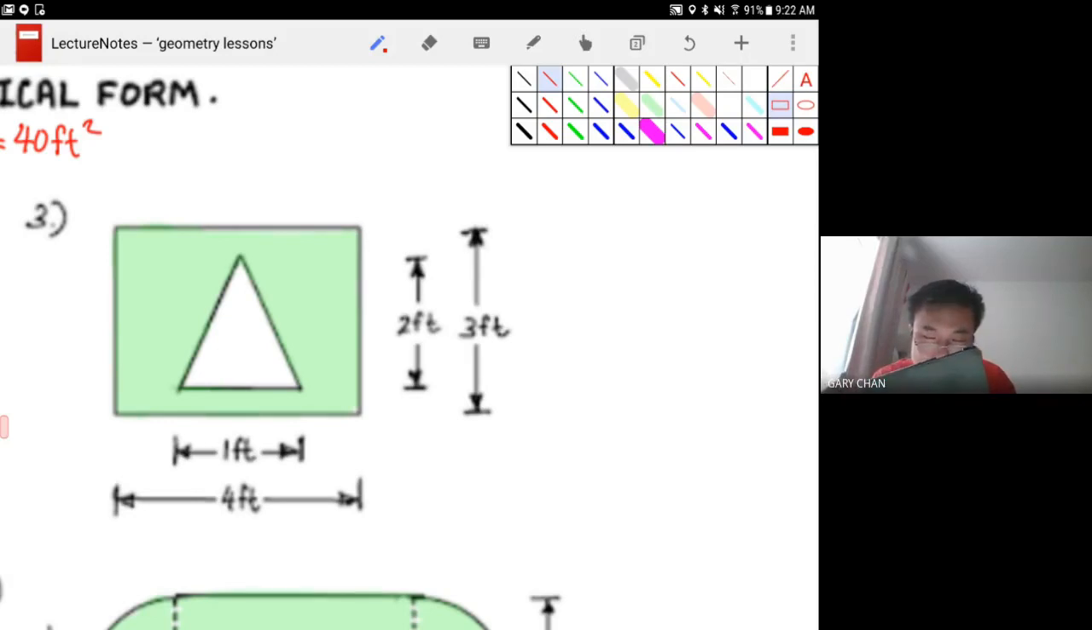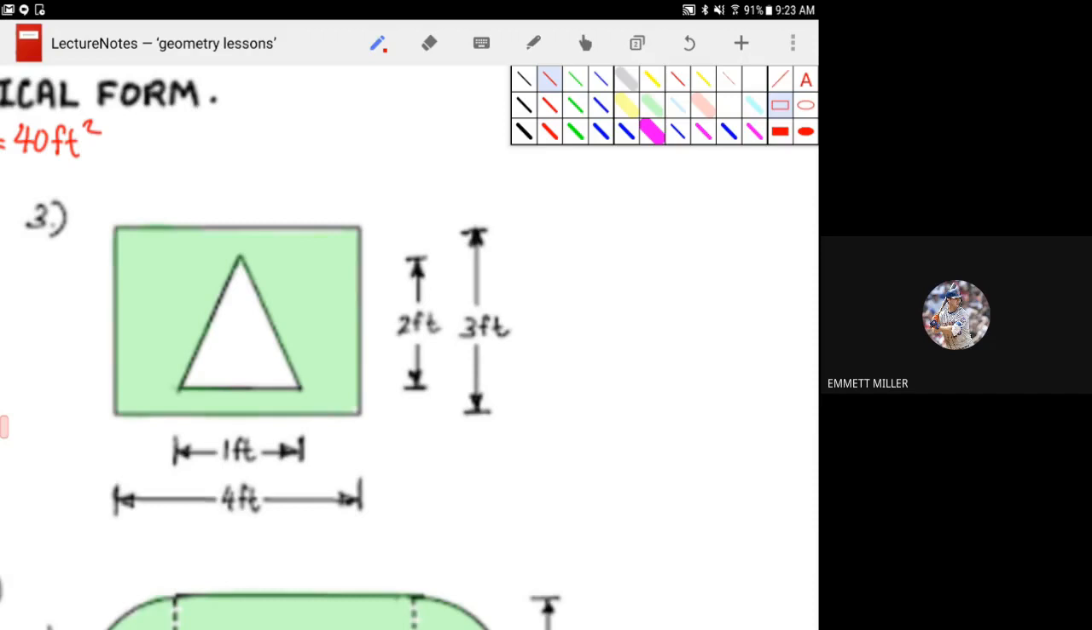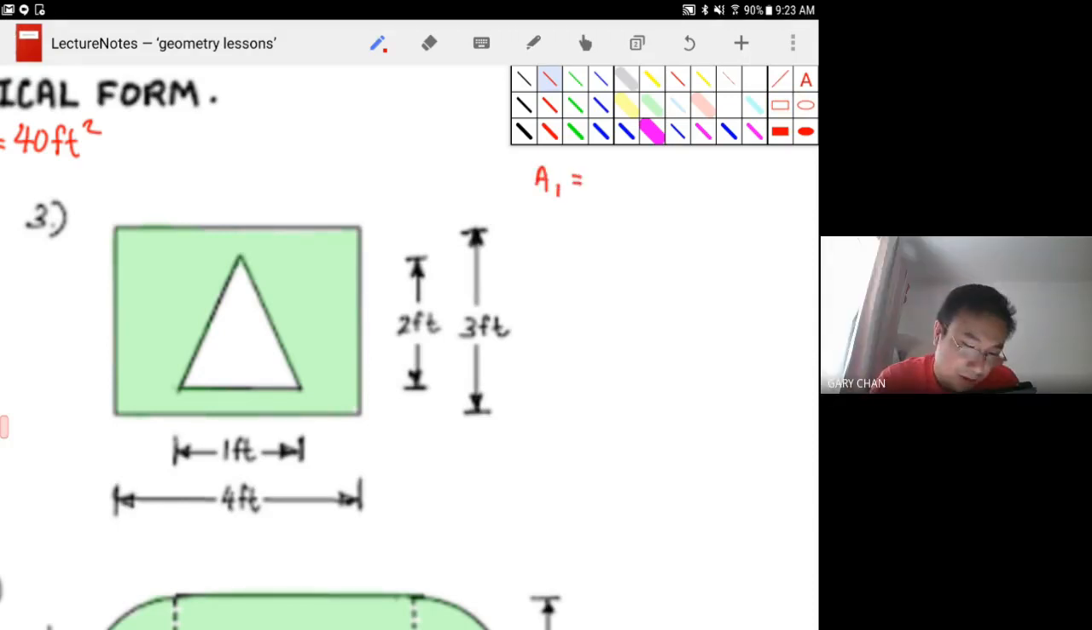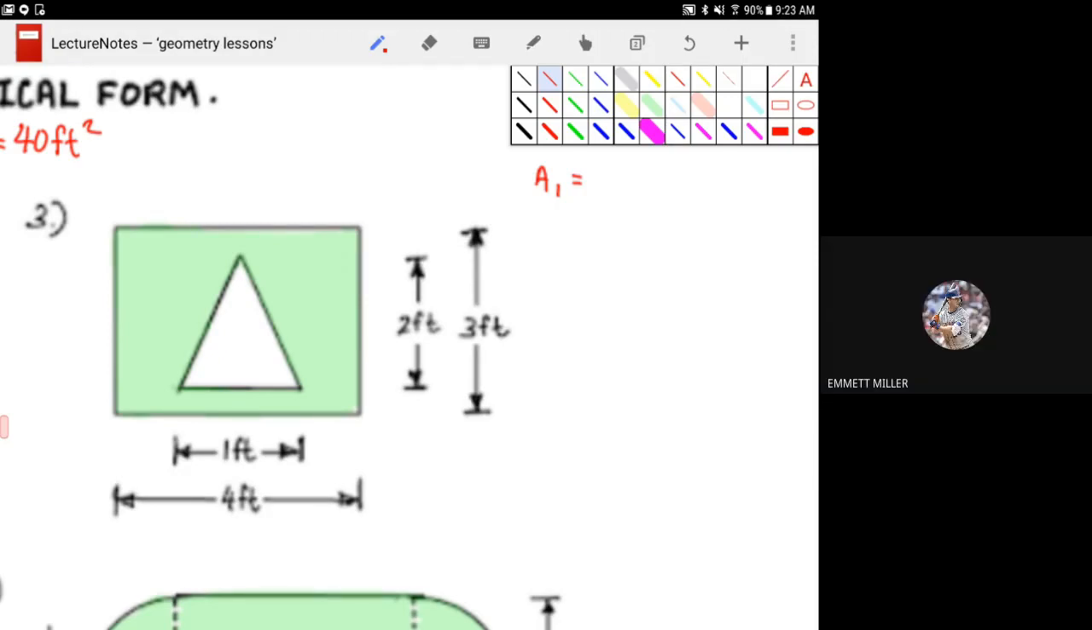Okay, very similar in this case. Again, the position of the triangle inside of the rectangle is irrelevant. We just need to know the dimensions of the triangle as well as the rectangle. Emmett, can you tell us what to do? We need to do the same thing as the last two. We find the area of the shape and then subtract it from the rectangle. I'll call the area of the triangle A1. Can you help us find it?